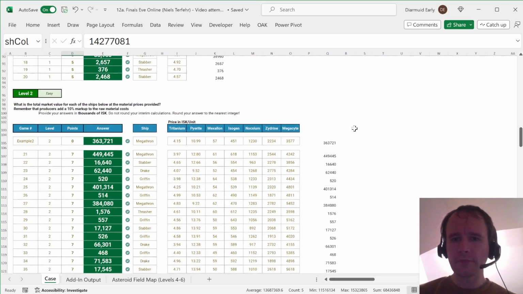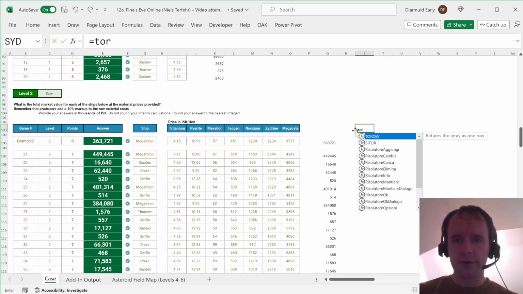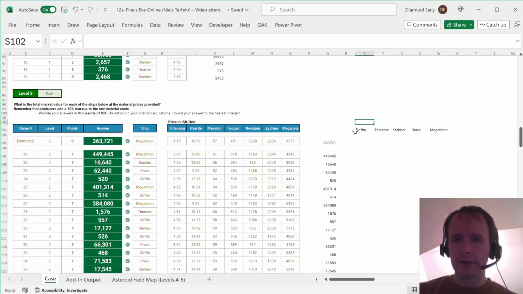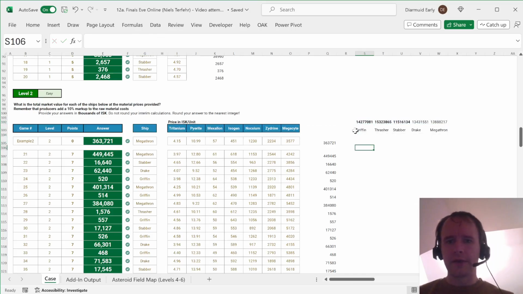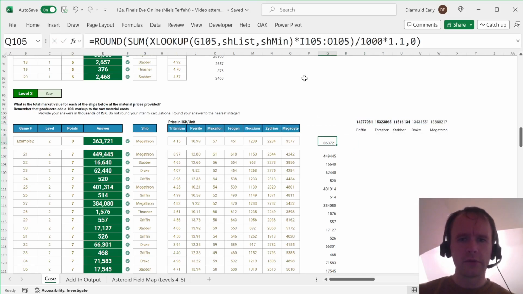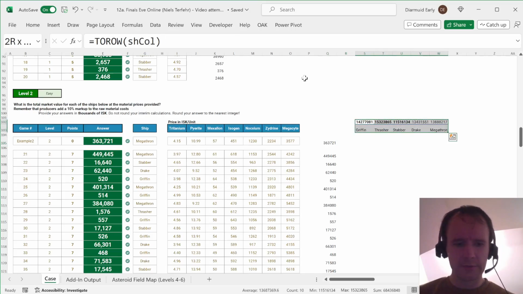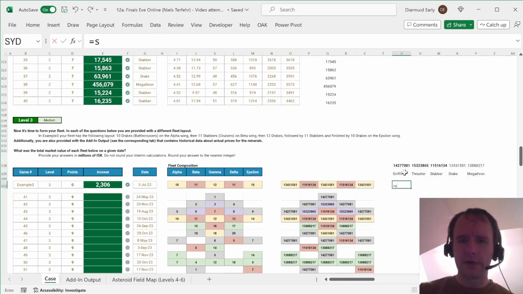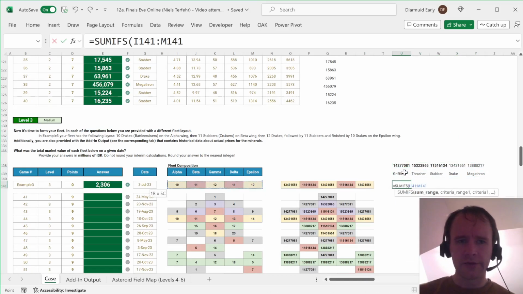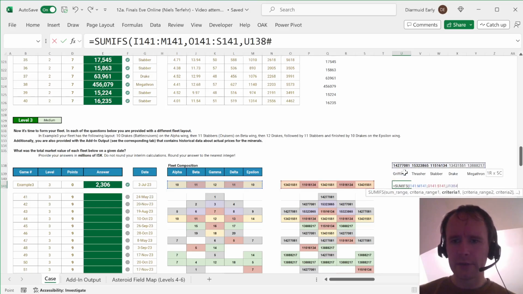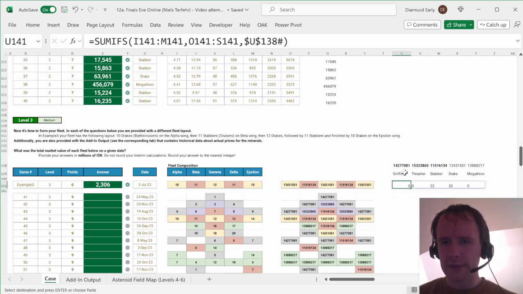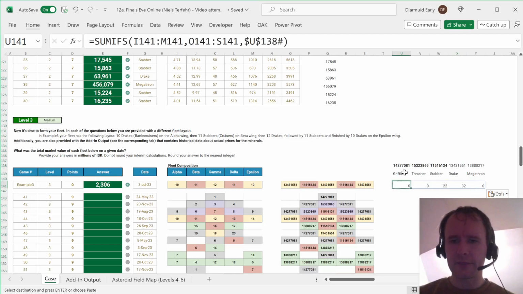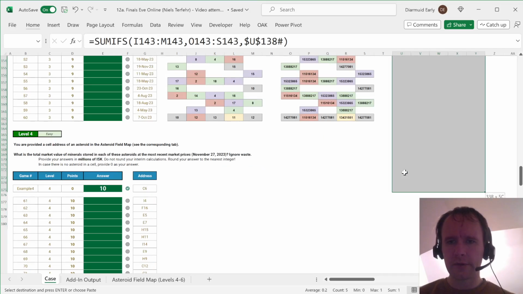So now we're going to come down here, we're going to say 2 row of shlist and 2 row of shcol. And now we're going to figure out, oh, sorry, that's because I put this in totally the wrong place. We are not on level 2, we are on level 3. So come down here, there we go. So now we're going to figure out how many, so we're going to sum these numbers where this number is equal to this number, and that'll tell us, for example, in this case, we have 22 Stabbers and 32 Drakes in this example. And we'll do the same thing, copy it down.